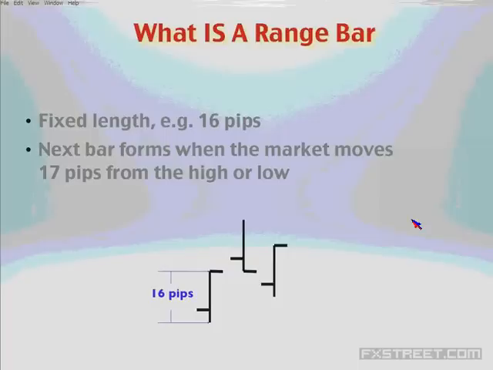So what is a range bar? A range bar has fixed length. For example, 16 pips, that's something that I like to use in the euro currency. And the next bar only forms when the market moves 17 pips from the high or the low. So it doesn't really matter how long it took or how many trades it took, as long as the market moves. So we're taking volume information out of the market and time out of the market. We're just looking at volatility.